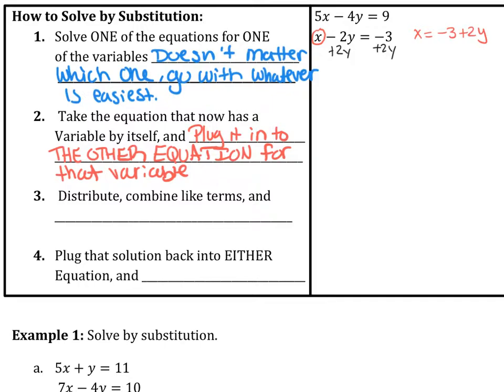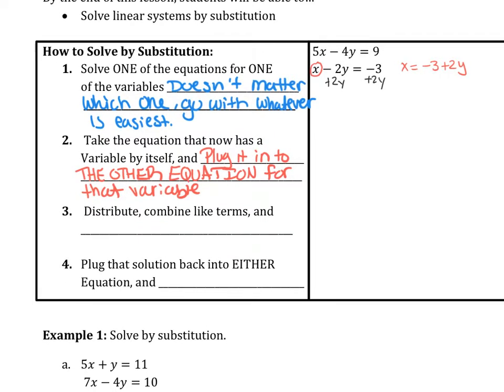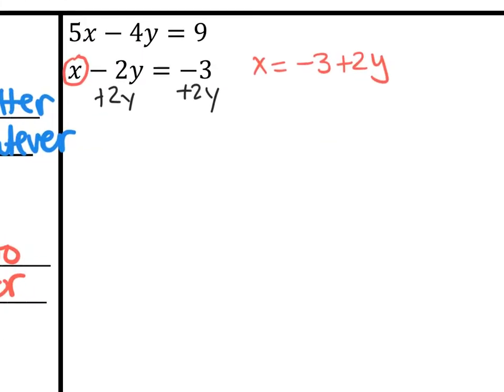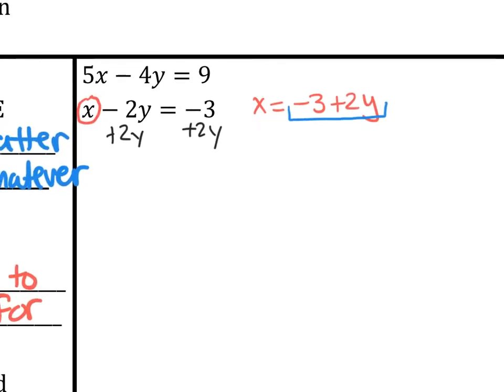So what we do, we got x by itself in our second equation. So that means we are going to take what x is equal to, which is -3 plus 2y. We're going to plug that in for x into the other equation. You can't plug it back into the same equation because it's the same thing. You got to plug it back into the other one. So this is going to go into our first equation for x.